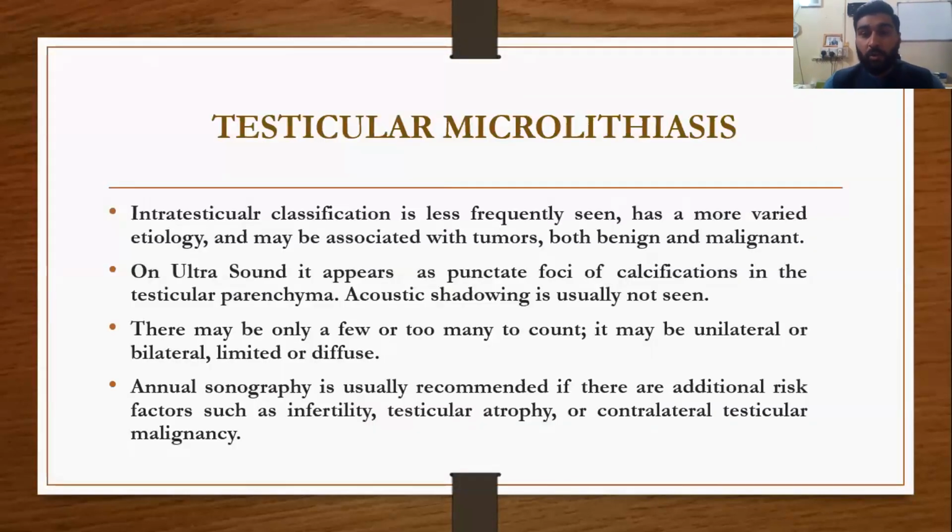Here comes testicular microlithiasis. Intratesticular calcification is less frequently seen, has a more varied etiology, and may be associated with tumors, both benign and malignant. On ultrasound, it appears as punctate foci of calcifications in the testicular parenchyma. Acoustic shadowing is usually not seen. There may be only a few or too many to count. It may be unilateral or bilateral, limited or diffuse. Annual sonography is usually recommended if there are additional risk factors such as infertility, testicular atrophy, or contralateral testicular malignancy.